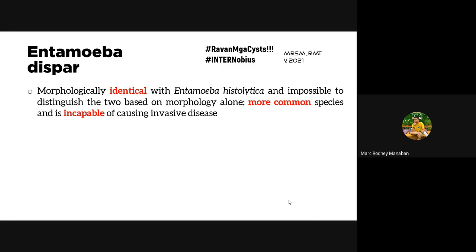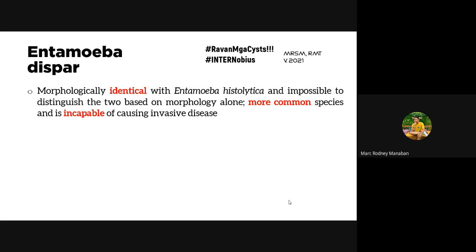Now, Entamoeba dispar, very important, is morphologically identical with Entamoeba histolytica. But this species is not invasive and is not capable of causing disease. So in a way, it's the twin of Entamoeba histolytica, the good twin, whereas E. histolytica is the evil twin. It's also the more common species, but it's non-pathogenic.